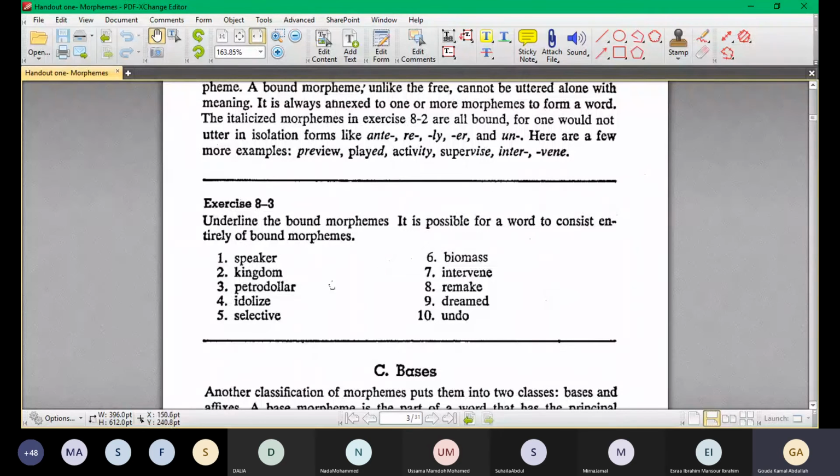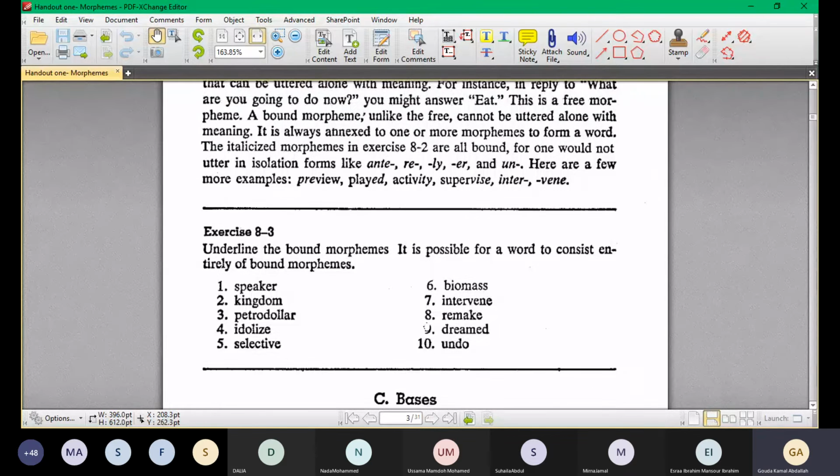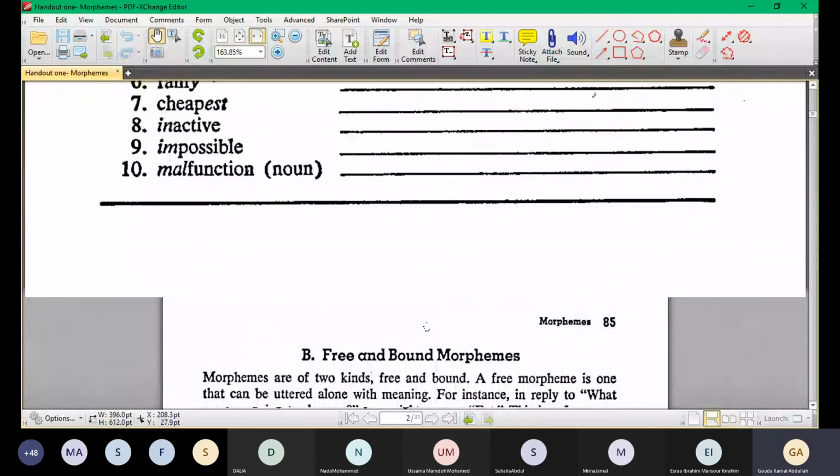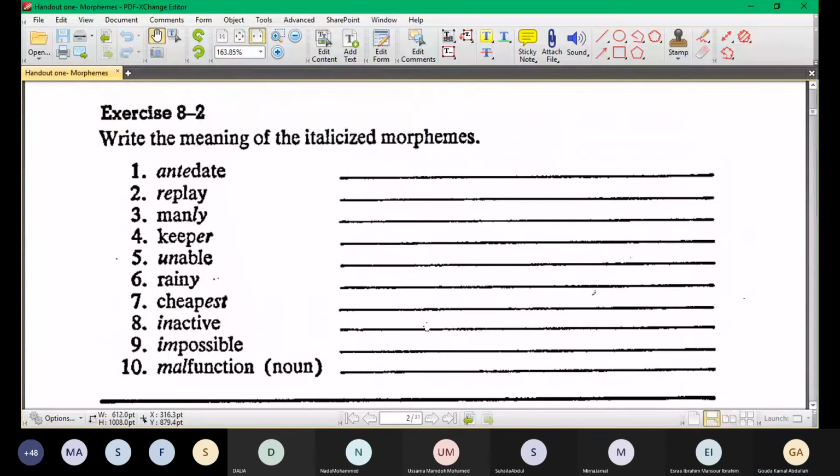Okay. From number 5 through number 10 will be your second assignment. Okay? I know you're gonna love this course.